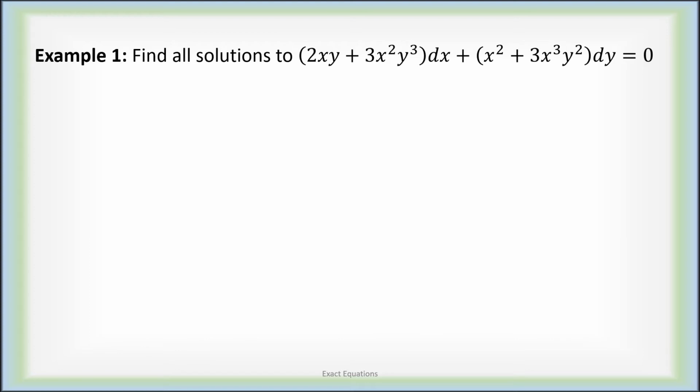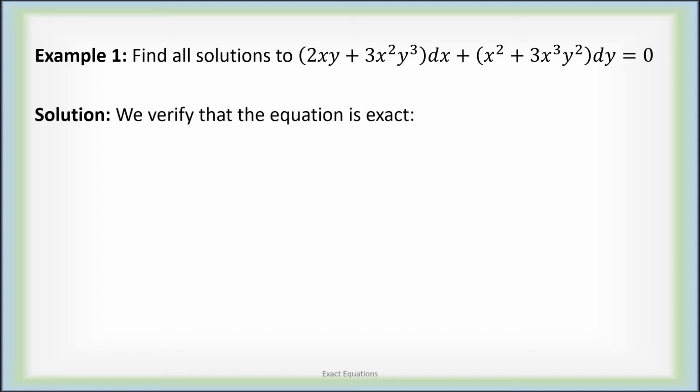Now we'd better go ahead and see all of that in action. So let's find all solutions to 2xy plus 3x squared y cubed dx plus x squared plus 3x cubed y squared dy equals 0. Well, first we should verify the function is exact. So take the y partial of the first term, the thing that's being multiplied by dx, and compare it to the x partial of the thing multiplied by dy.